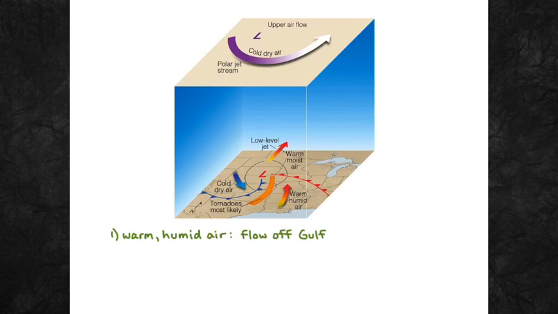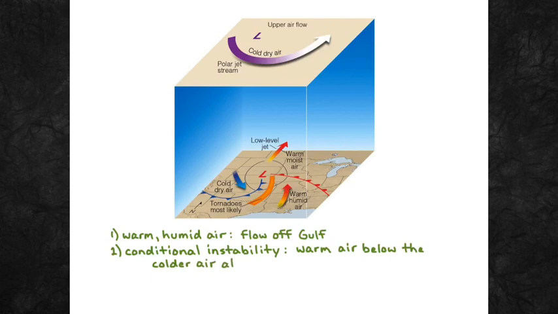Second ingredient that we needed was conditional instability in the environment. It's a little bit hard to see that directly from this figure, but the basic idea is that it's conditionally unstable because you've got warmer air down near the ground sitting below relatively colder air aloft. They've kind of got it listed here on the figure. They've got warm air being pulled off of the Gulf, and that's sitting below relatively cold air here aloft.